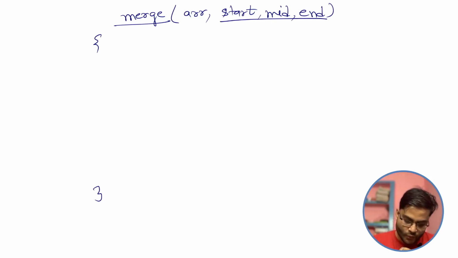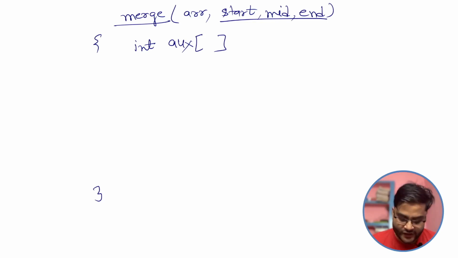So what I will do, I will take one more auxiliary array. Let's name it AUX. Now what size will it be? It will be the size of end minus start plus 1. Let's say my array starts from 0 and my end is 9. So 0 to 9, how many elements are there? 10 elements.